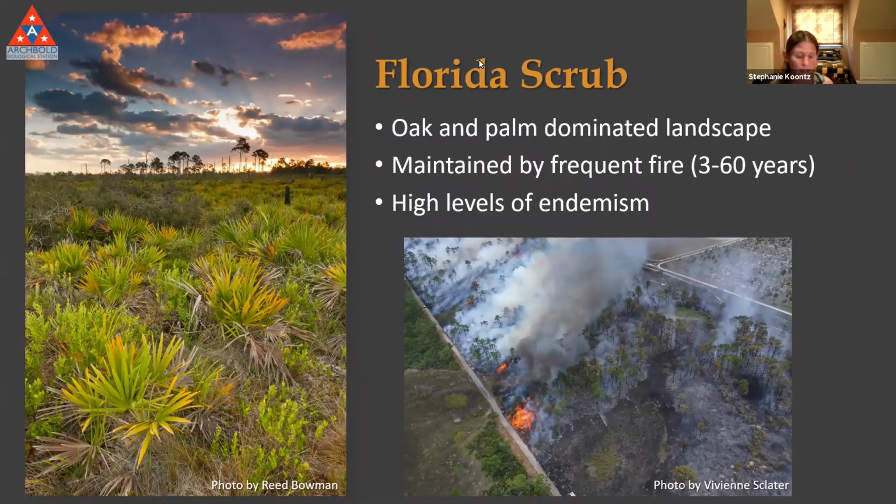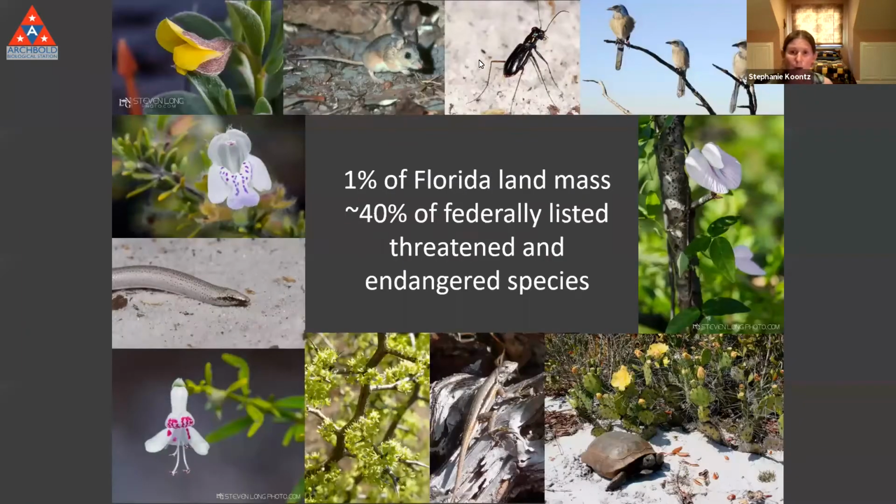Florida scrub is a shrub-dominated landscape. Historically, lightning strike fires managed the land at intervals ranging from 3 to 60 years, depending on the habitat. Many of the species found here have adapted to frequent fire and depend on these fires to maintain suitable habitat. The Florida scrub has high levels of endemism, with many species found only on these sandy ridges and nowhere else in the world. In fact, these ridges make up about 1% of Florida's landmass, but they account for about 40% of the federally listed species found in our state.